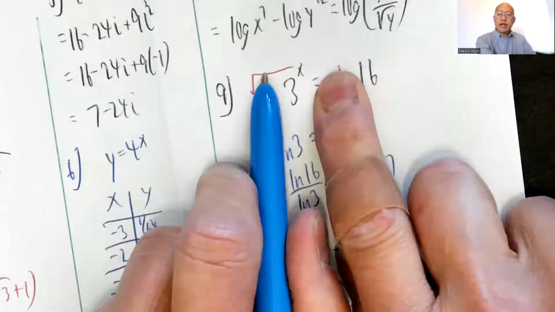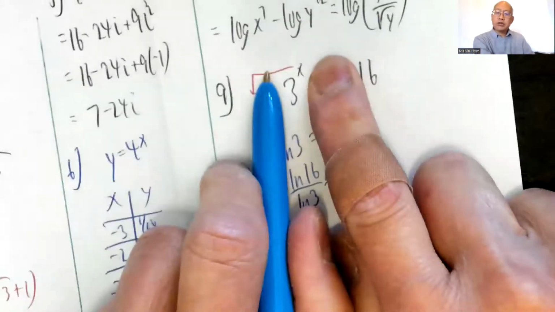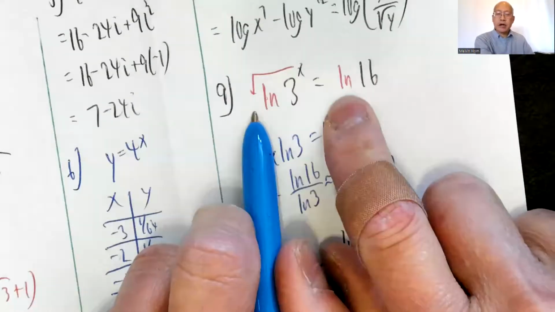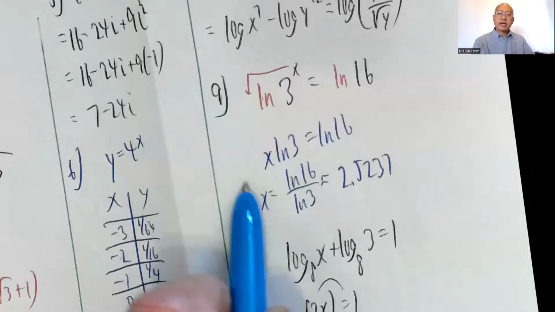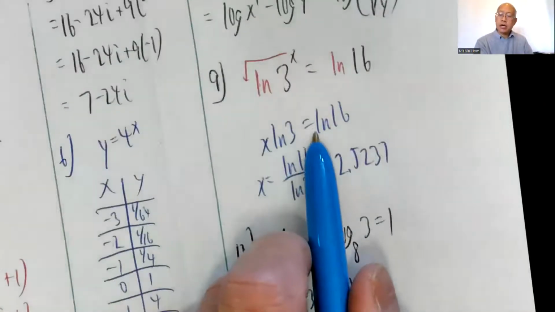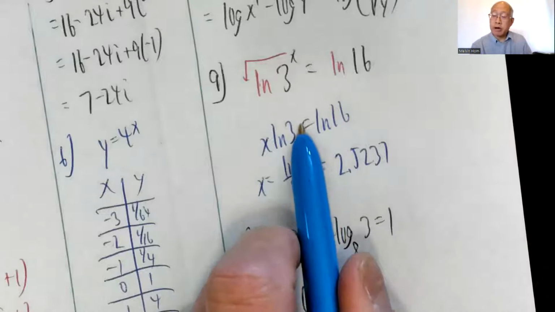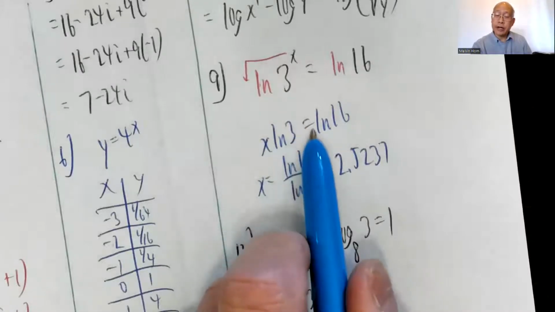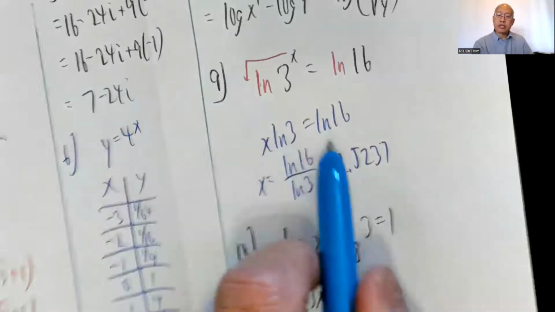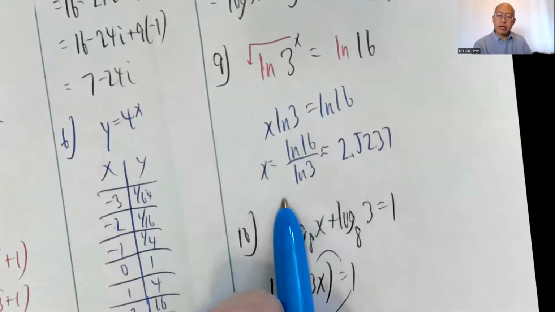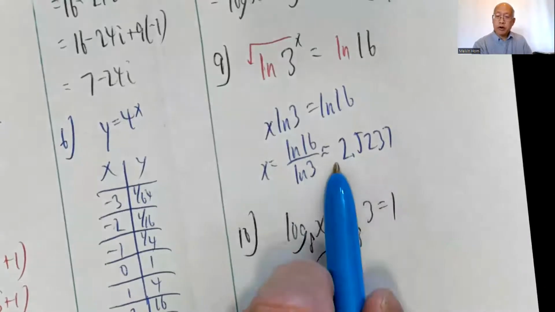Okay, number 9, 3 to the x equals 16. Take the natural log of both sides. You could also take common log, but ln works, and bring the x down. X ln 3 equals ln 16. I prefer to use ln because in your higher up math classes, you're more likely to do natural logs than common logs base 10. So x ln 3 equals ln 16. Divide both sides by ln 3. Punch it in your machine. It's 2.5231.